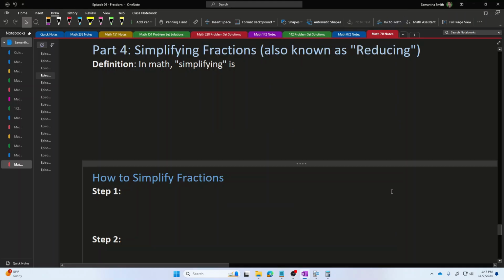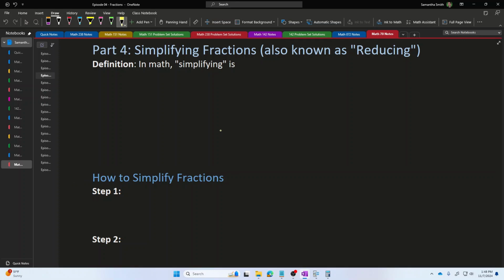In this part of the episode, I would like to talk to you about simplifying fractions. This is also sometimes known as reducing fractions or writing fractions in lowest terms. But I like the word simplifying because you hear the word simplifying used a lot in mathematics, not just for fractions, but for lots of other things that you will be dealing with as you finish Math 70 and Math 72.